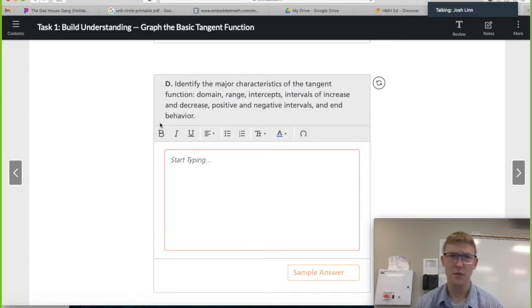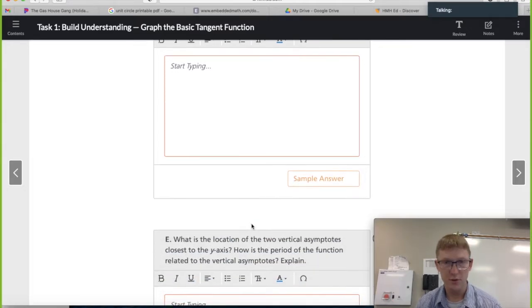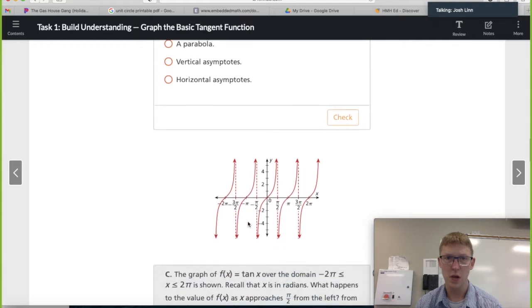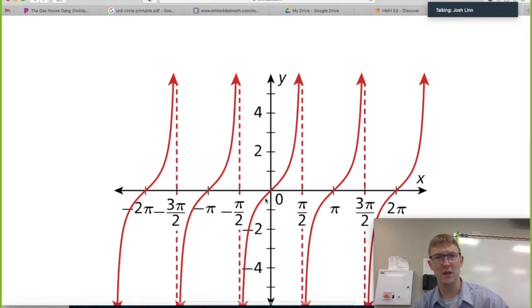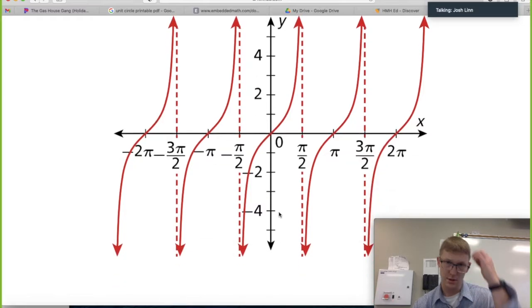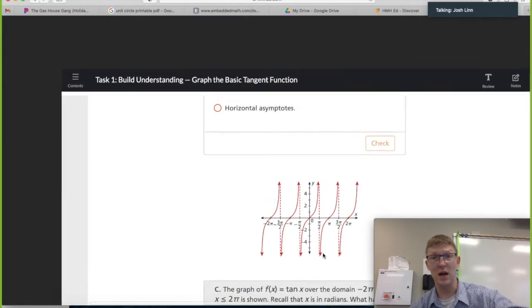Let's identify some major characteristics: domain, range, intercepts, intervals of increasing and decreasing. So where does it cross the x-axis and y-axis? We've got (0, 0), that's probably going to be something we use. And it crosses at pi, 2 pi, negative 2 pi. And side to side, that's pi over 2, pi over 2. These are all good things to know.